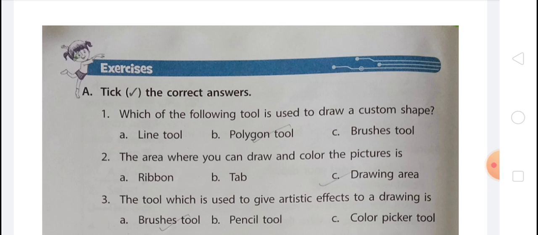Brushes tool. The brushes tool works like a paintbrush. Paint has different types of brushes that give artistic effect to the drawing. To use the brushes tool, follow these steps. First, click on the brushes tool drop down arrow. Second, select the brush you want to use. Third, choose the thickness of the brush from the size drop down list.